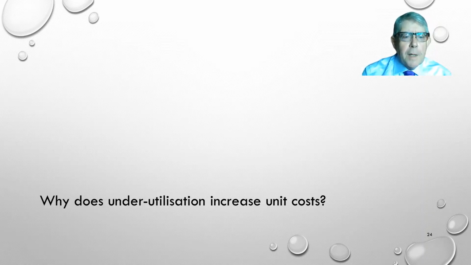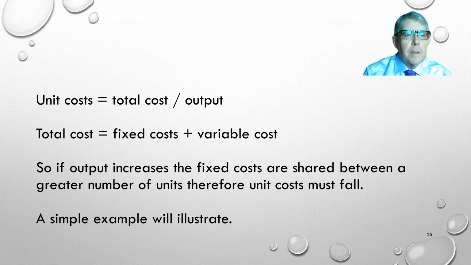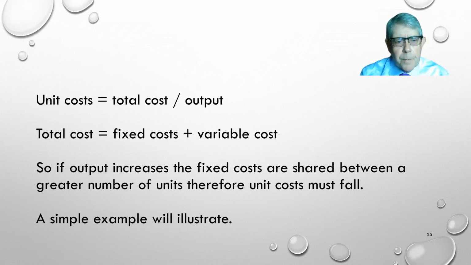Why does underutilisation increase unit costs? Well, unit costs are equal to total cost divided by output. And total cost comprises fixed cost plus variable cost. So if output increases, the fixed costs are shared between a greater number of units, therefore unit cost must fall. A simple example will illustrate.